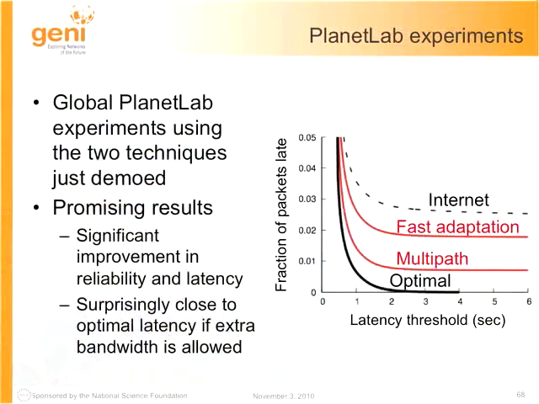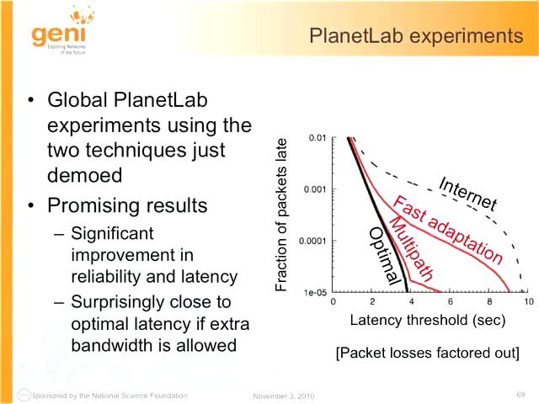In the chart, on the x-axis we have latency thresholds in seconds. And on the y-axis you have the fraction of packets that take longer than a certain threshold to get to the destination. These results are for both network failures and network congestion, and these are for just network congestion. And the results show that intelligent path selection can give you a significant improvement in latency over the internet. And that if you're allowed to use extra bandwidth, you can come surprisingly close to the theoretically achievable level of performance.